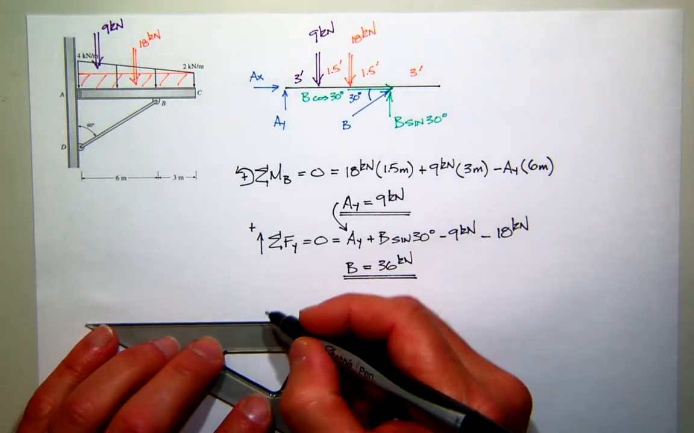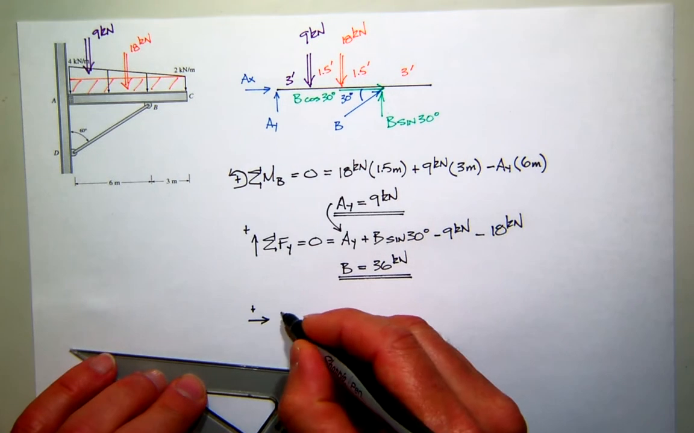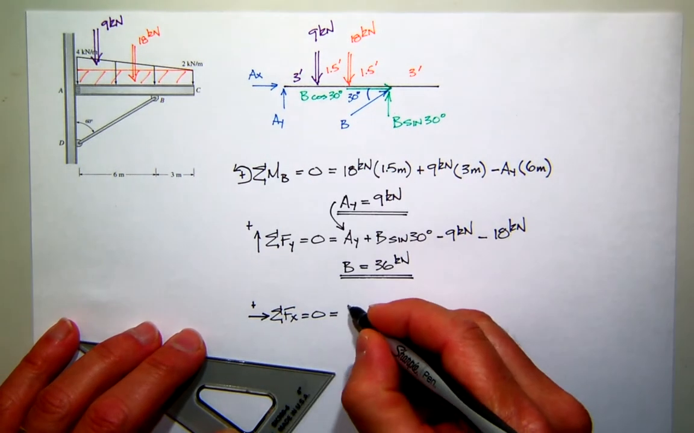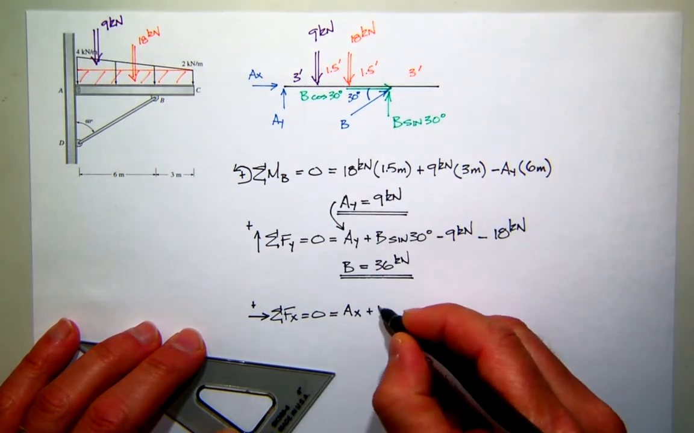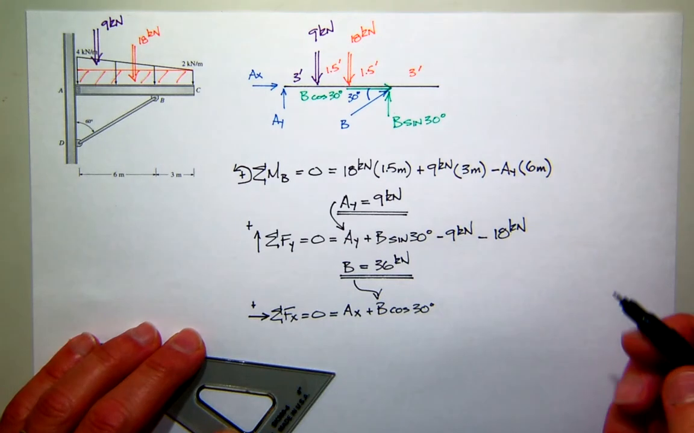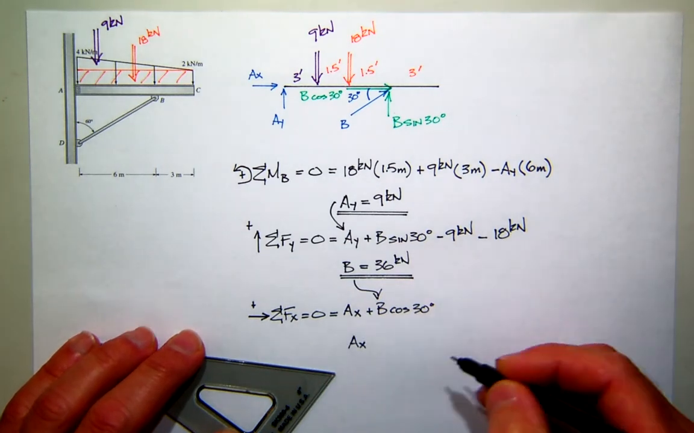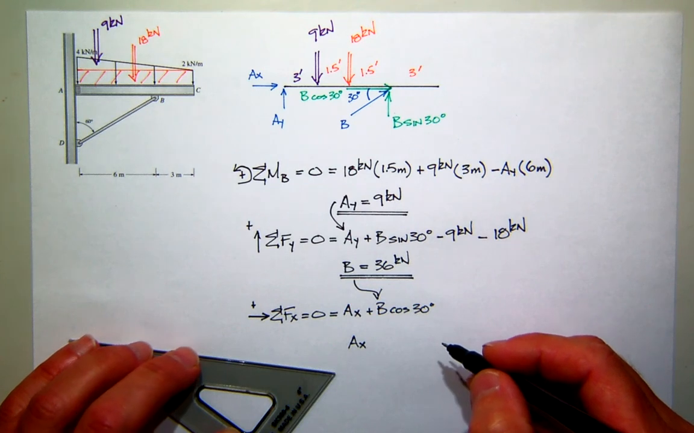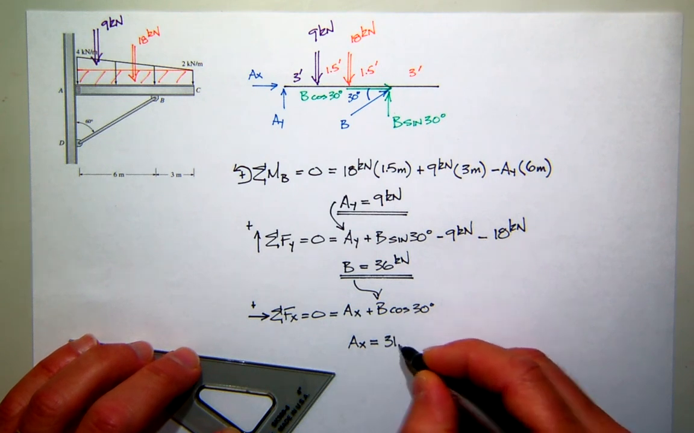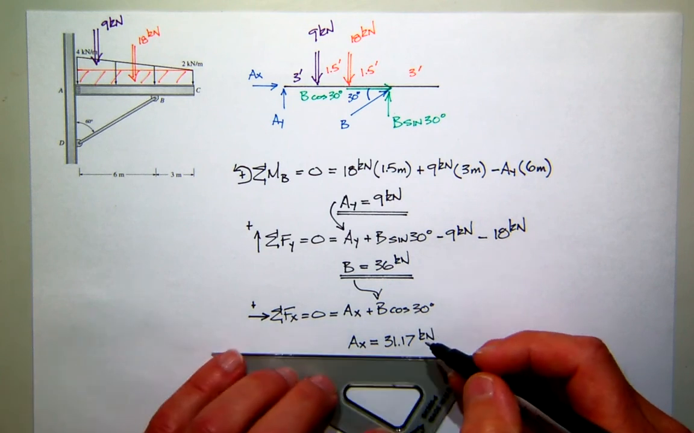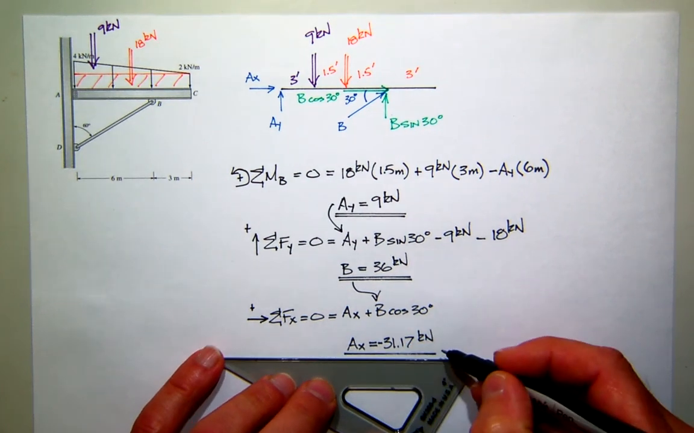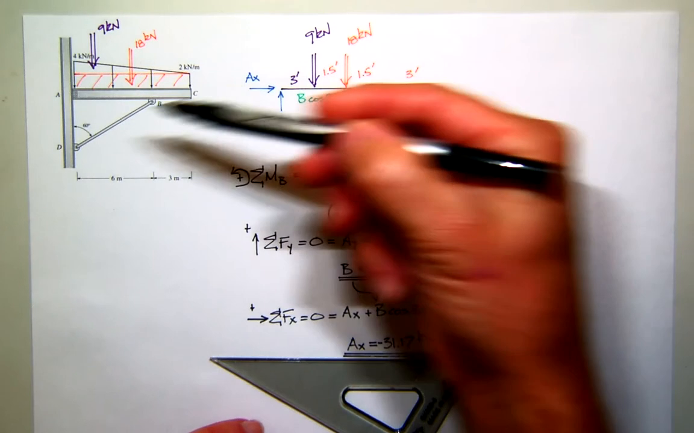Okay, so now I have everything I need. I can now finish this problem off by summing the forces in the x direction. Let's see what we've got. We've got AX, don't know AX, and I have B cosine 30. And I know B. You can plug that right in there. So what's AX? Whatever 36 times 0.866 is. 31.17 kilonewtons. And I got a negative value. So that means AX is actually acting to the left, which seems reasonable.